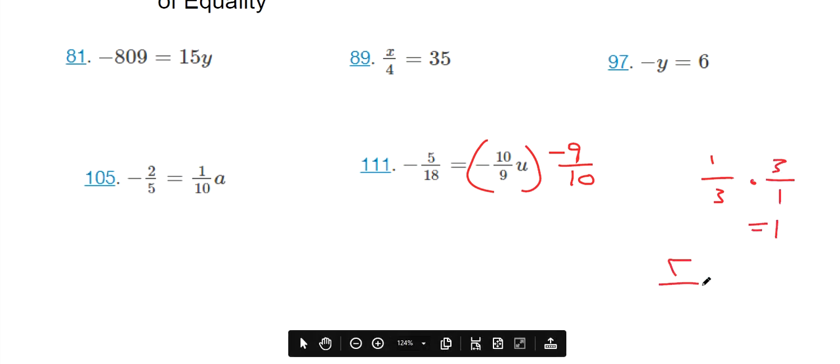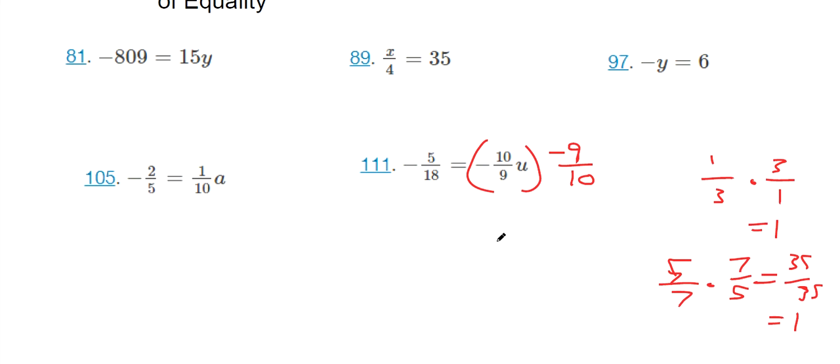If you have 5 over 7 times 7 over 5, you could think about cross simplifying, or you could actually do the math out. That makes 35 over 35, which makes 1. So when you multiply by the flipped form of the fraction, it makes 1 every time. So multiply both sides by negative 9 over 10 to keep it balanced.